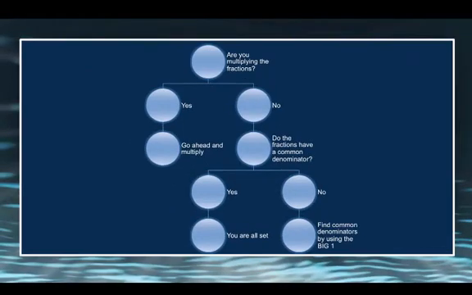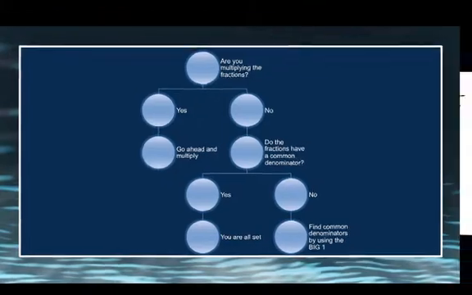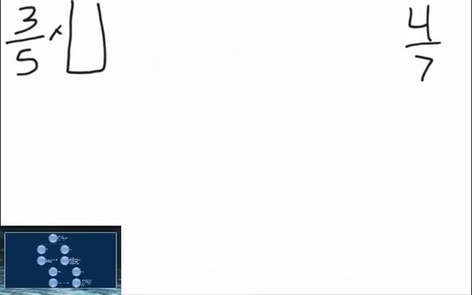Alright, you chose the list method. Now I'm looking at these two fractions and I'm trying to figure out, can these two fractions talk? Well, I'm not multiplying them, so that's off the list. And they don't have common denominators, so that doesn't work. So what I've got to do is multiply by the Big One. So I make a Big One for each of these, like so.